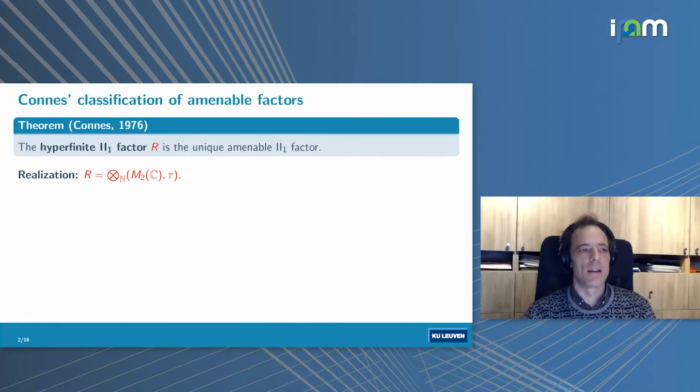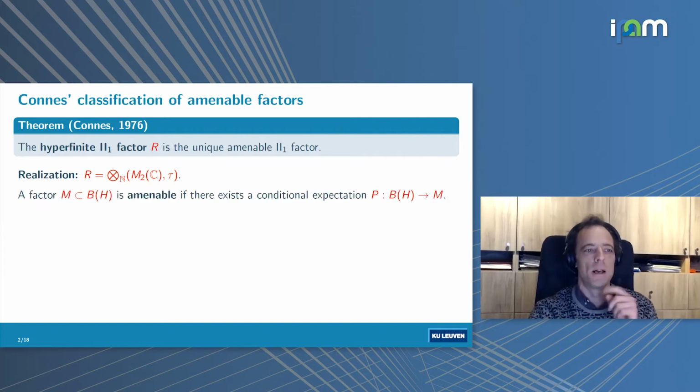So stating, first of all, that the hyperfinite II_1 factor that was introduced in the previous talk is the unique amenable II_1 factor, or the unique injective II_1 factor. And one way to realize it is, for instance, as an infinite tensor product of 2 by 2 matrices, as we have just seen.